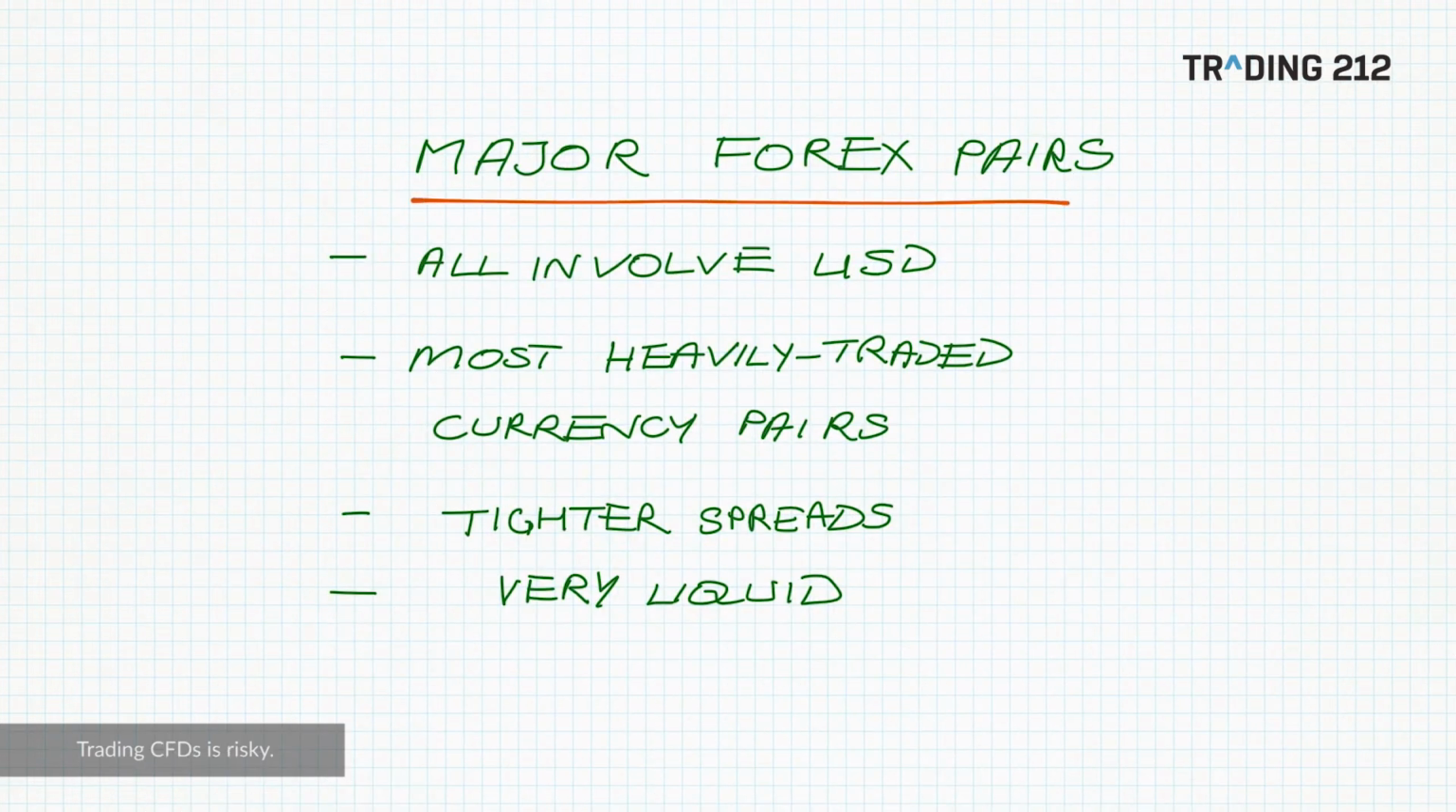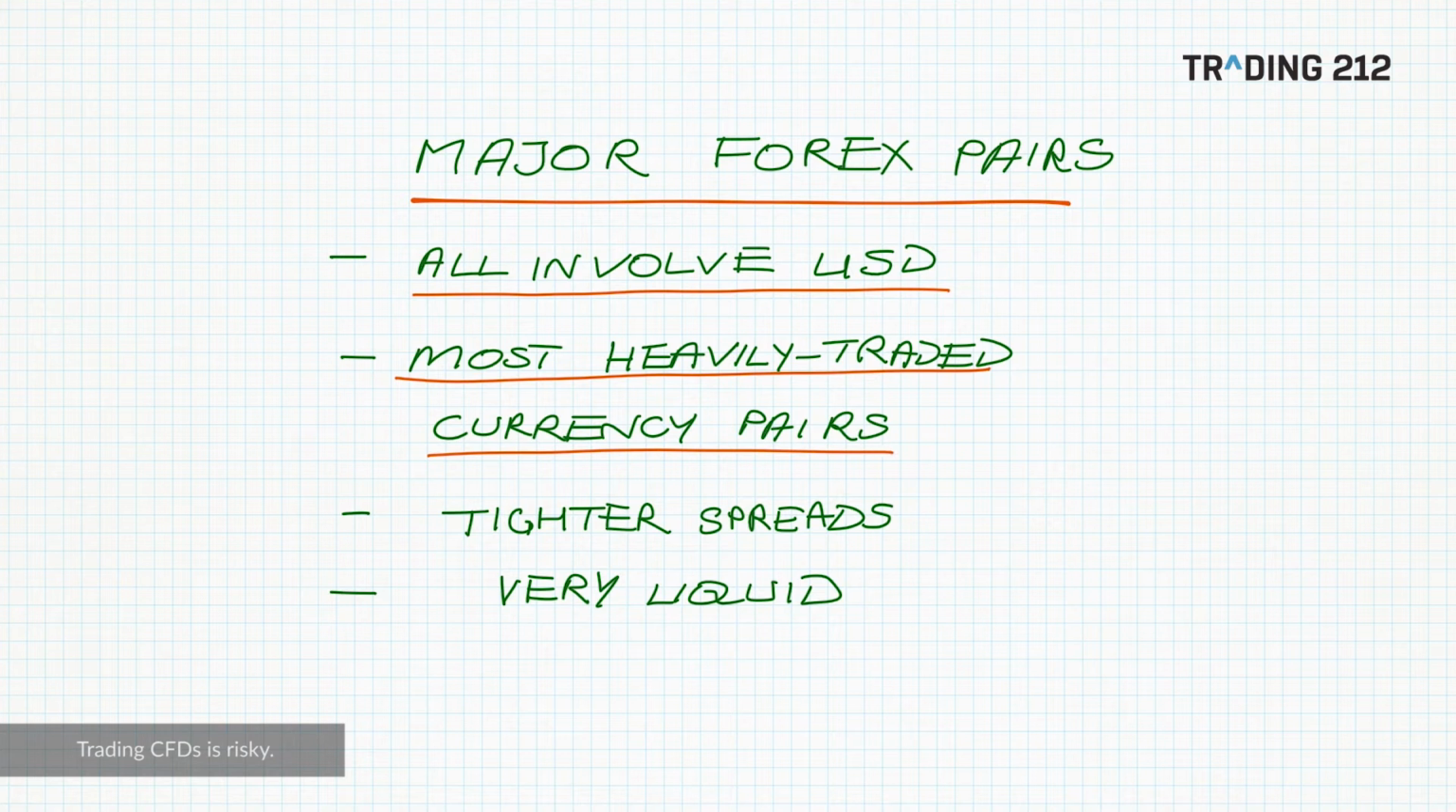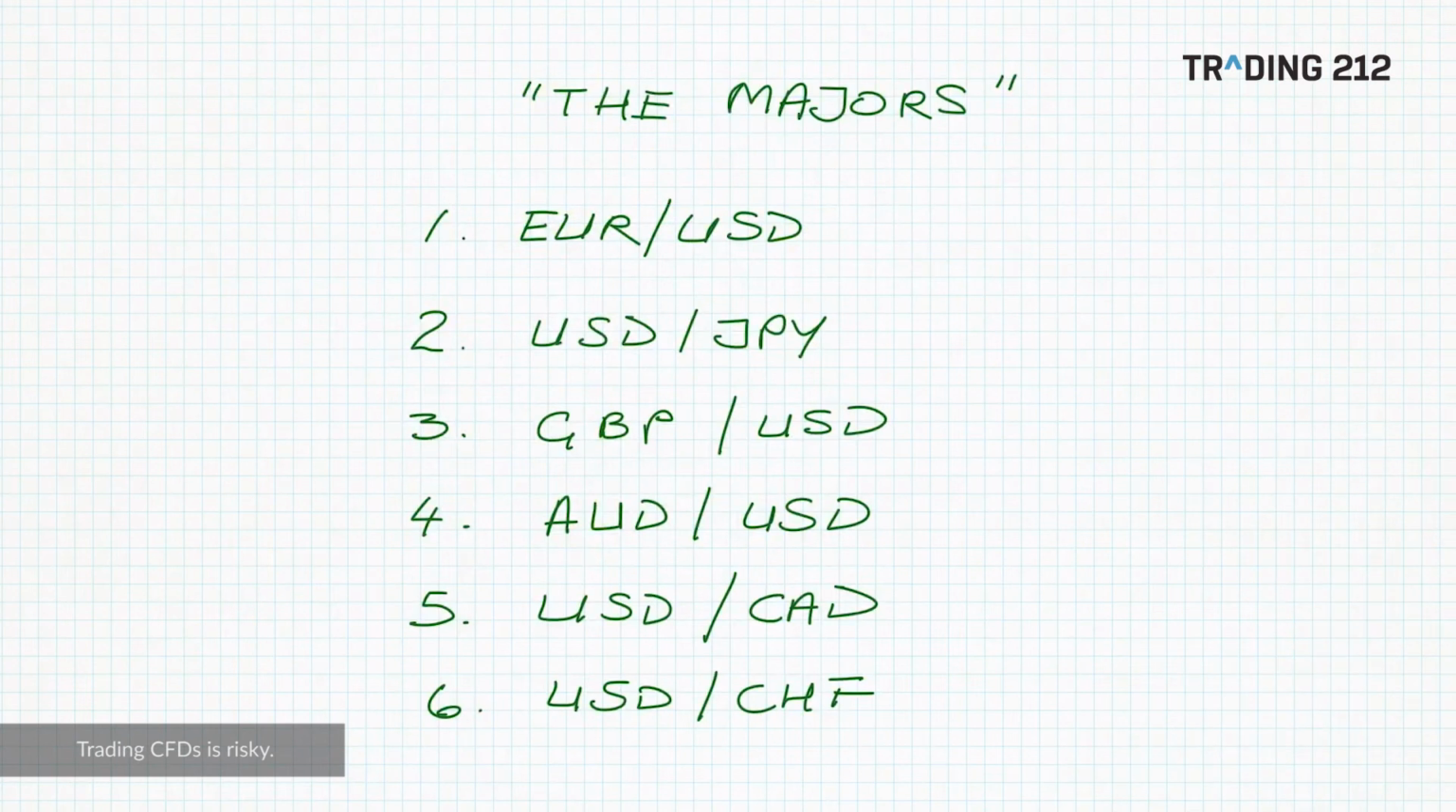And the major Forex pairs all involve the US dollar. So each pair that's in the list of the majors, one of the currencies in each pair is the US dollar. They are the most heavily traded currency pairs, and as a consequence, you get tighter spreads than pairs that aren't the major Forex pairs, and they are the most liquid Forex pairs in the Forex market, which is a very liquid market to start with. So these are what I would consider to be the majors.